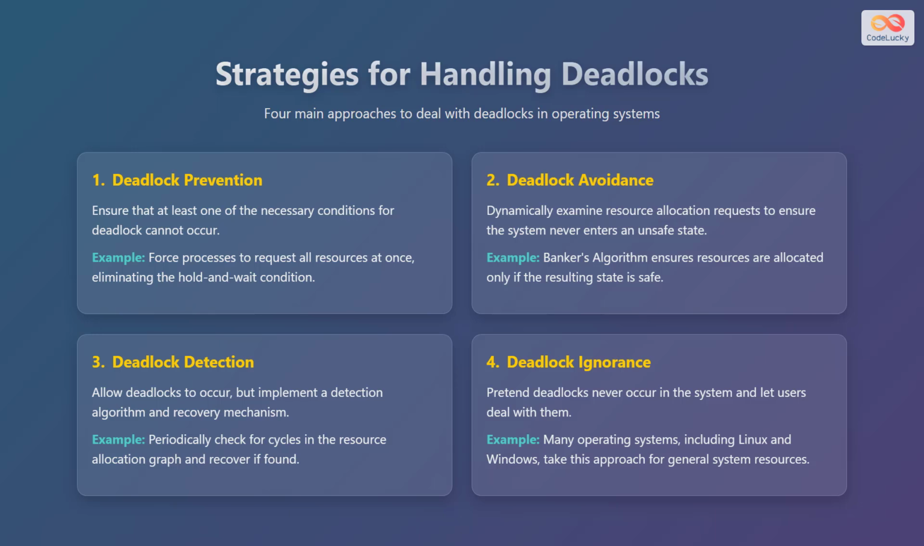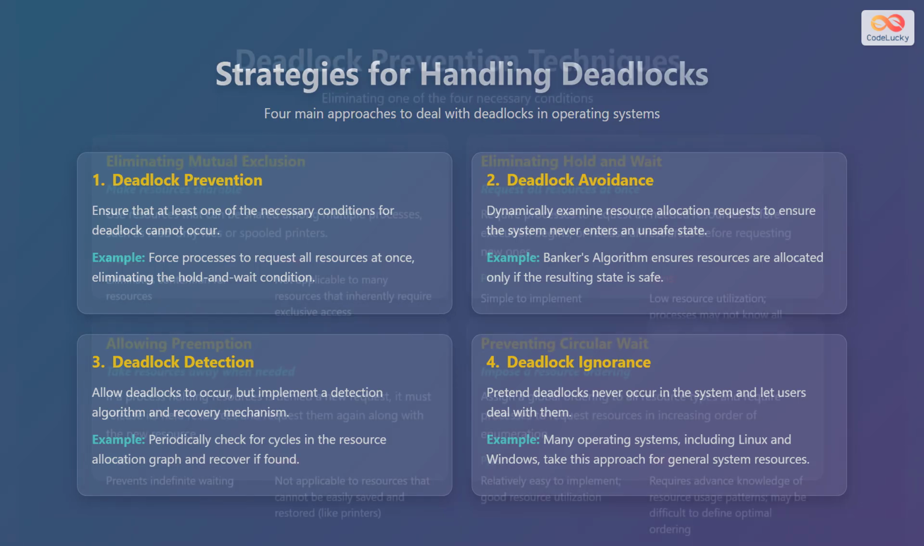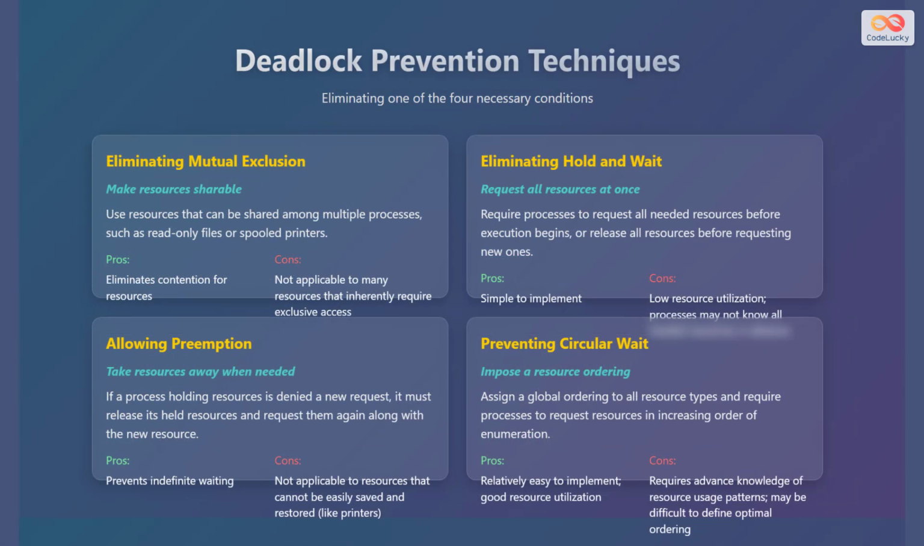For example, periodically check for cycles in the resource allocation graph and recover if found. Number 4. Deadlock ignorance. Pretend deadlocks never occur in the system and let users deal with them. Many operating systems, including Linux and Windows, take this approach for general system resources. Let us discuss some deadlock prevention techniques.